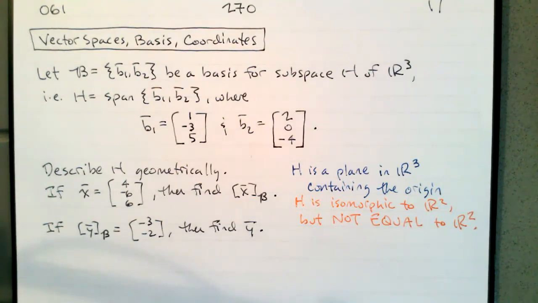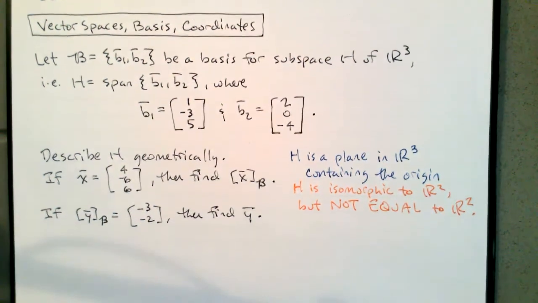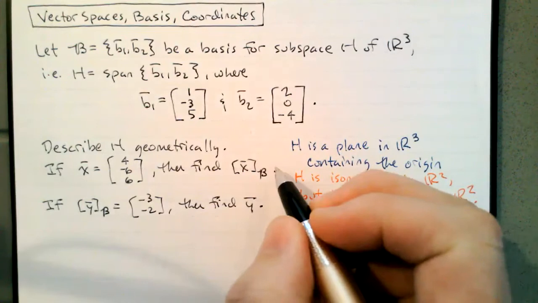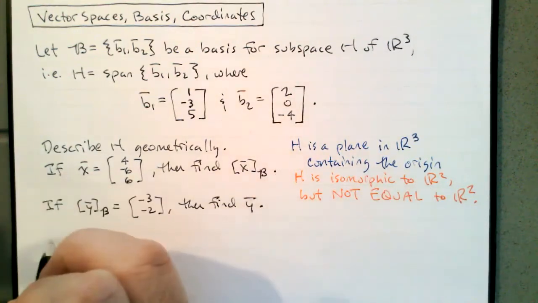So the next part of the game is I can give you a vector and ask you for its coordinates, or I can give you the coordinates and ask for the vector. So in the first case, x is 4, -6, 6, and I want the coordinates of x relative to this basis. So what we want to do is write x as a linear combination of b1 and b2.